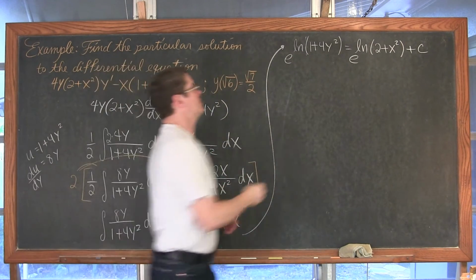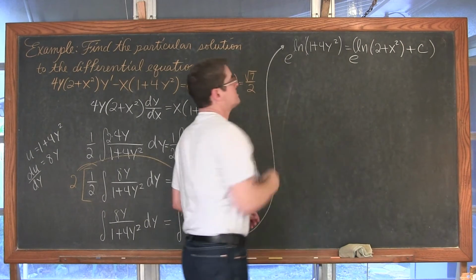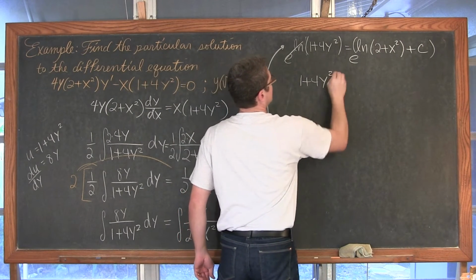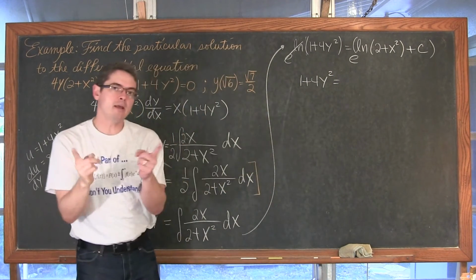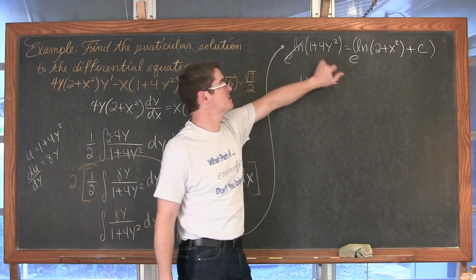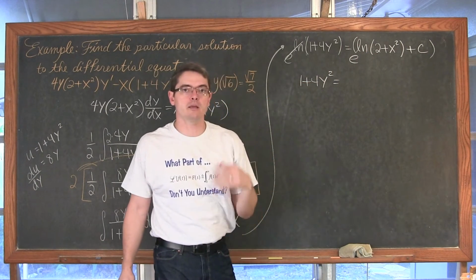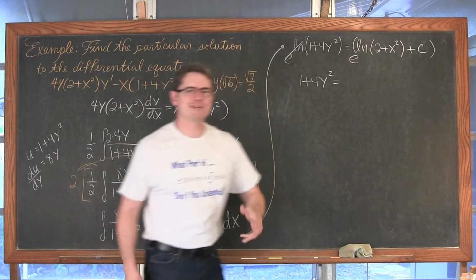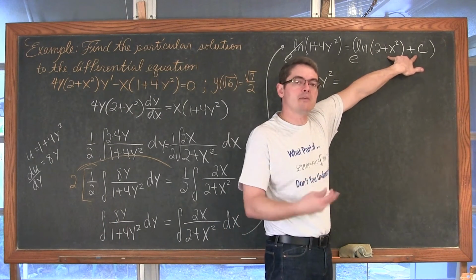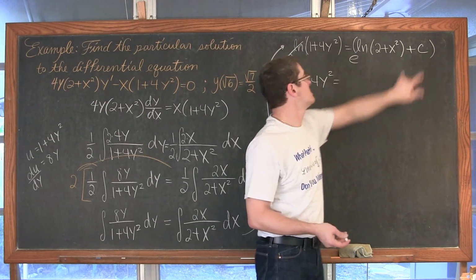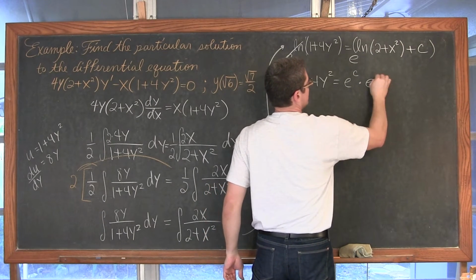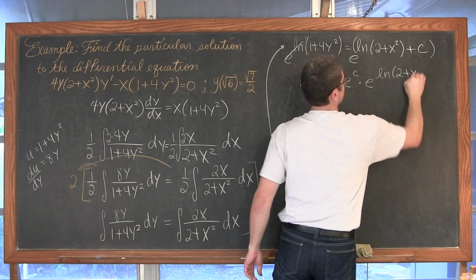Make both sides an exponent of e to cancel out that natural log function, or that log base e, and we get 1 plus 4y squared. Now, I wrapped the right-hand side in a set of parentheses because there are 2 terms there, not just 1. We have e now raised to 2 things being added together. When you multiply like bases, you add exponents. So this becomes e to the c power times e to the natural log of 2 plus x squared.